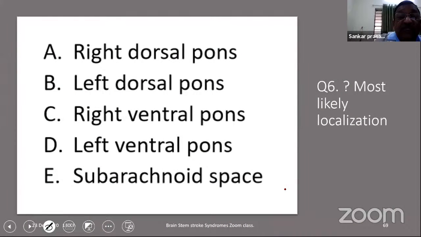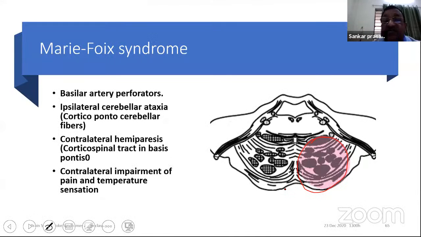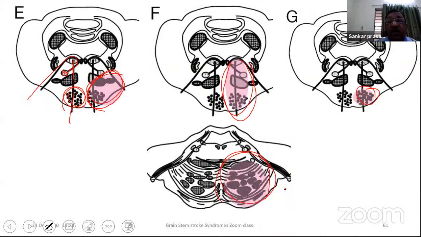Is it because of the right dorsal pons? Is it because of the left dorsal pons? Right ventral pons? Left ventral pons, subarachnoid space? One thing we are sure, because this individual has sudden onset of left face weakness and double vision, there is facial weakness. That means it's dorsal. You remember where the facial nucleus is. That facial nucleus is on the back side. There is a genu, and you can see the facial nucleus which is here, and this is coming like this. This is the abducens nucleus.